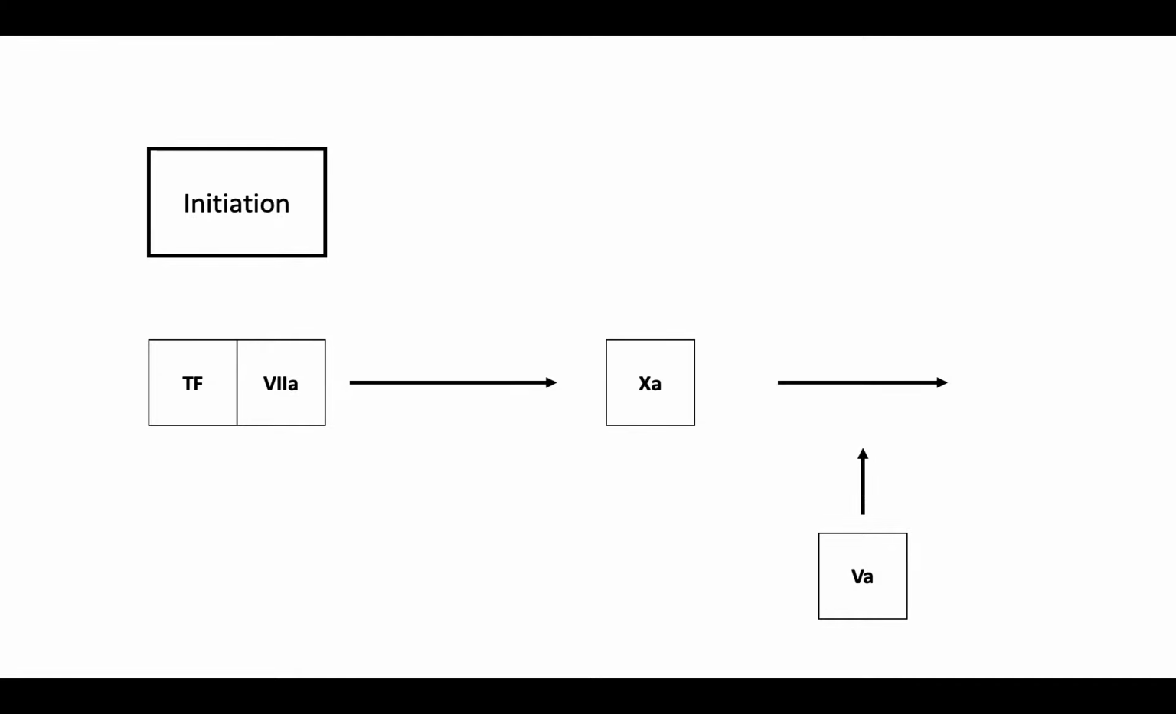We have previously learned that the first step of the coagulation cascade is initiation, a process in which we activate the extrinsic pathway, in which tissue factor and factor 7 form a complex to activate factor 10A. Factor 10A in turn works with its cofactor 5A to generate thrombin in small amounts.